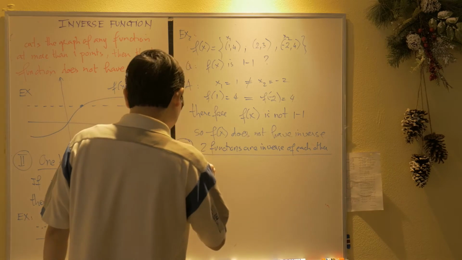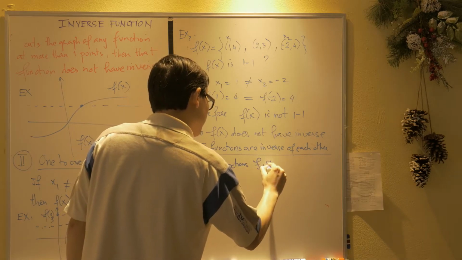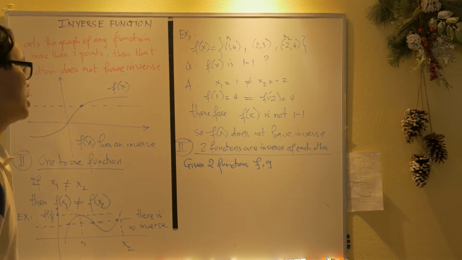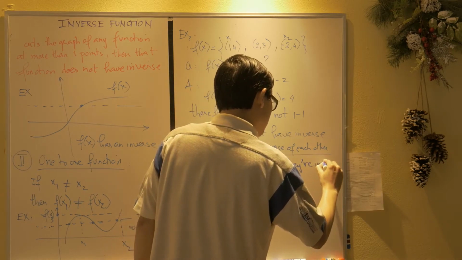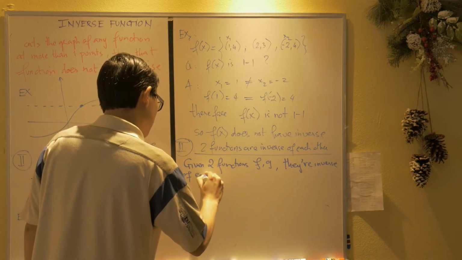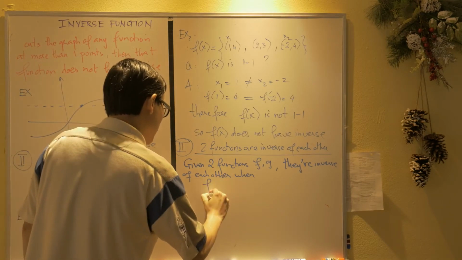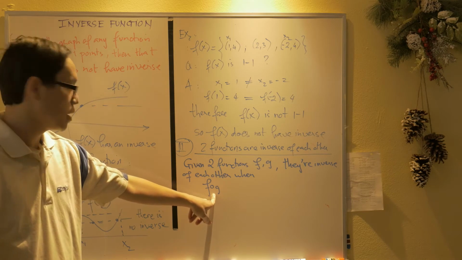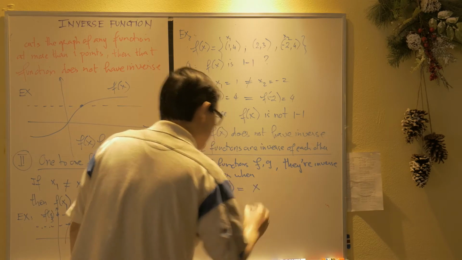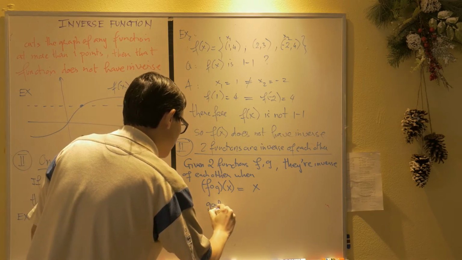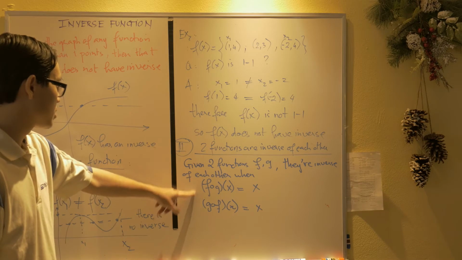Okay, so given two functions, f and g, f and g are inverses of each other when f composed with g, you remember this symbol we already learned, f∘g, turns out to be x, and g composed with f also turns out to be x. So we need to check both of these conditions here.